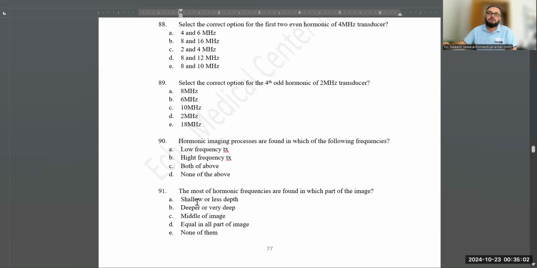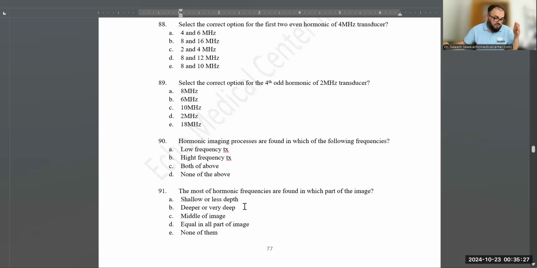Next, the most of harmonic frequencies are found in which part of the image? Like if you make your picture top, middle, and bottom of the picture, correct? So now, what do you think, in which part we can find the most harmonics activity? Let's put it that way. Yes, B is the correct answer, on the deeper or very deep portion.